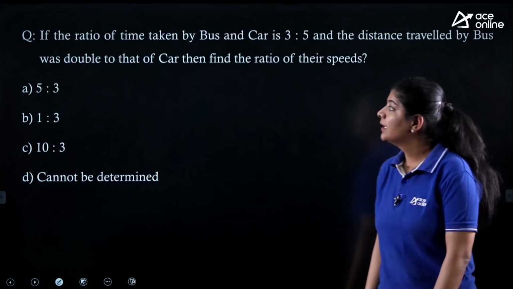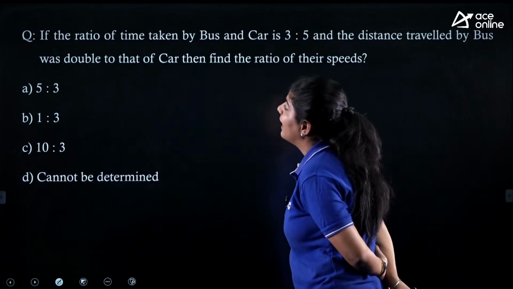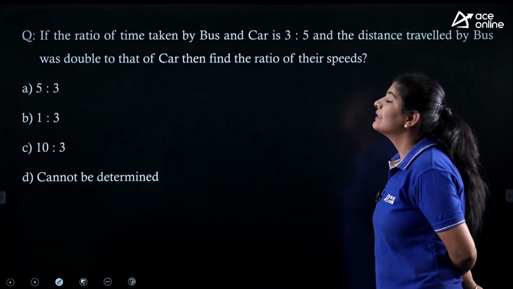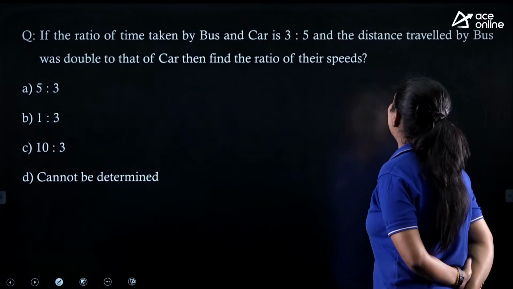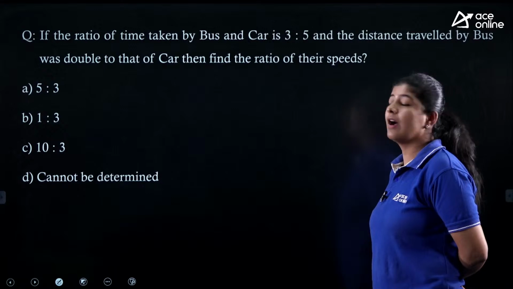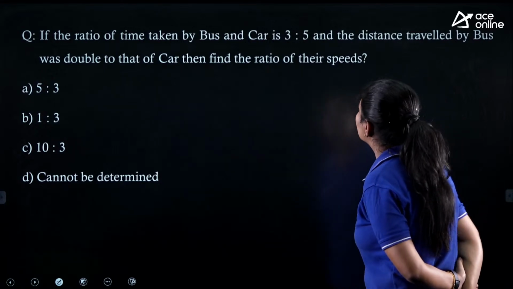Next. The next question says that if the ratio of time taken by bus and car is 3:5 and the distance travelled by bus was double to that of car, then find the ratio of their speeds.